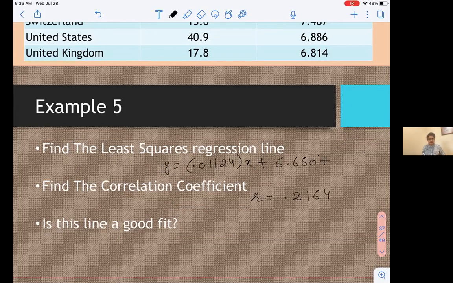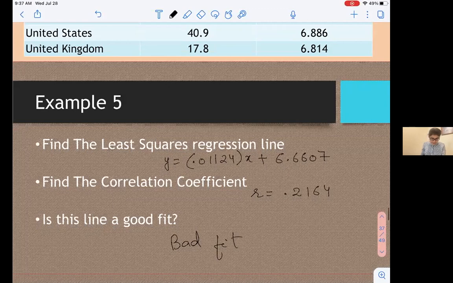So from the value of R, you can see it's a very bad fit because the number of McDonald's cannot affect the happiness level of the people. Though most of the people are very happy to have McDonald's nearby, it is not necessarily true when you go for the entire population. So this is a bad fit because this value is less than 0.75 and greater than minus 0.75.